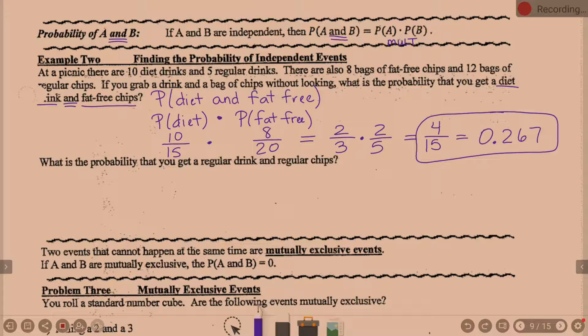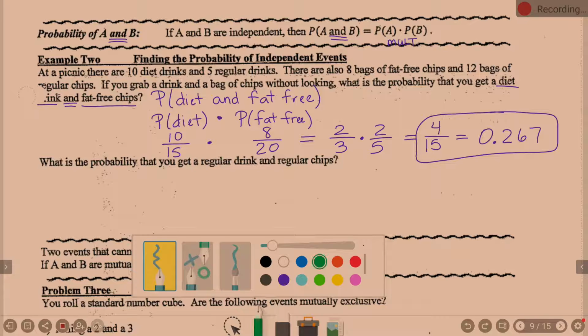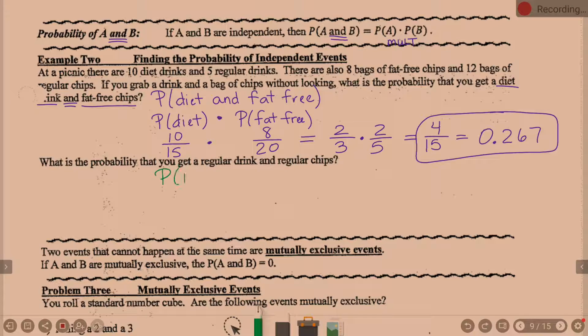Okay, let's look at the other one real quick. What's the probability you get a regular drink and regular chips? So this time I'm doing the probability of regular and regular. I'm shorthanding. What is the probability of regular drink? 1/3. Okay. And what did that 1/3 start off as? 5 regular drinks out of 15 total drinks.